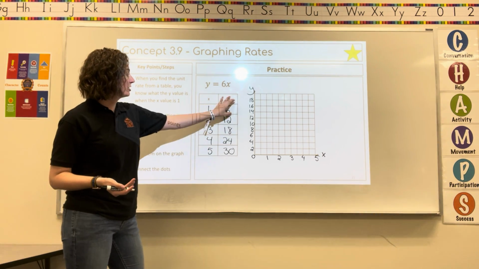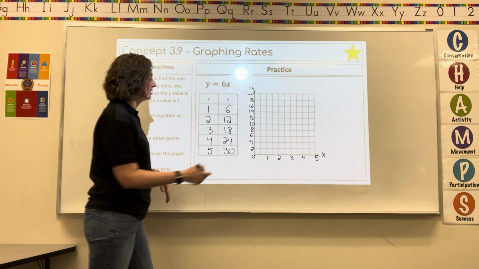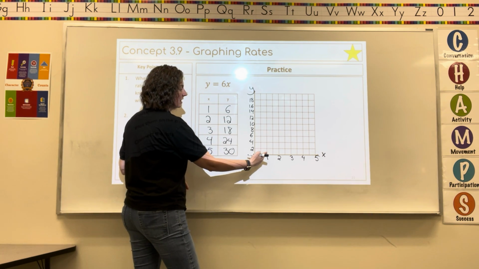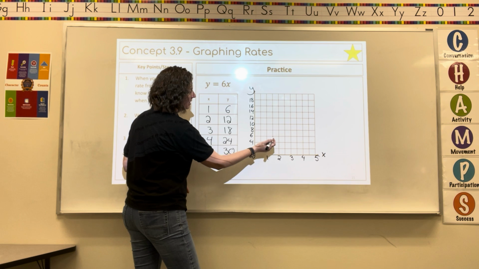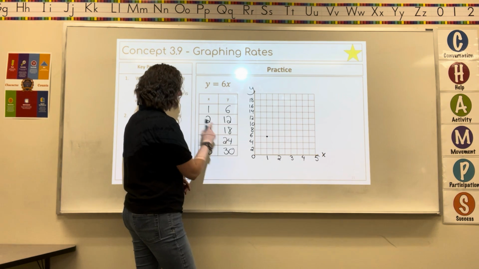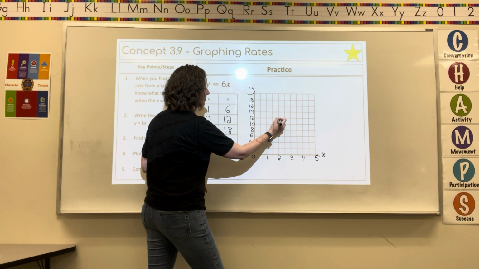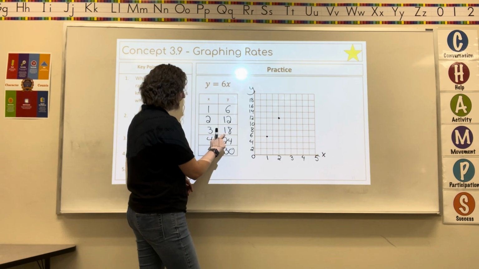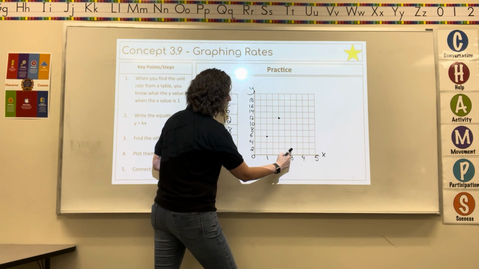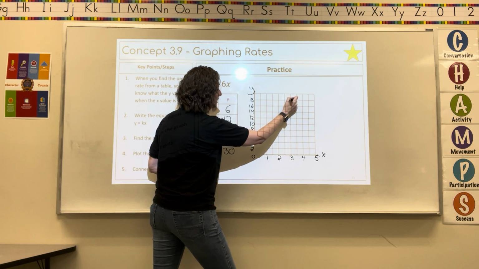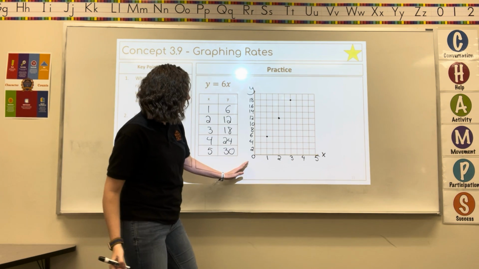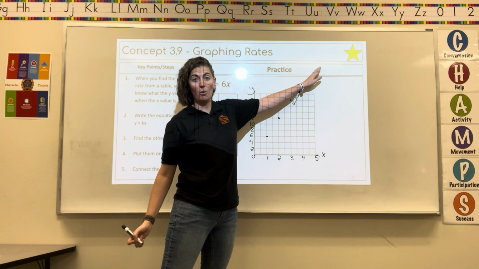So let's plot our first ordered pair of 1, 6. X, then y. So we go over 1, up 6. 2, 12. So I go over 2, up 12. 3, 18. Over 3, up 18. And you can see we have a very straight line going from our origin.